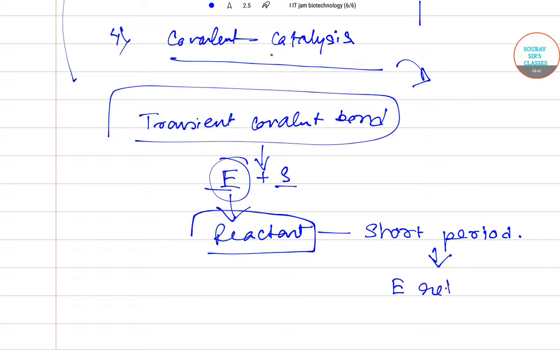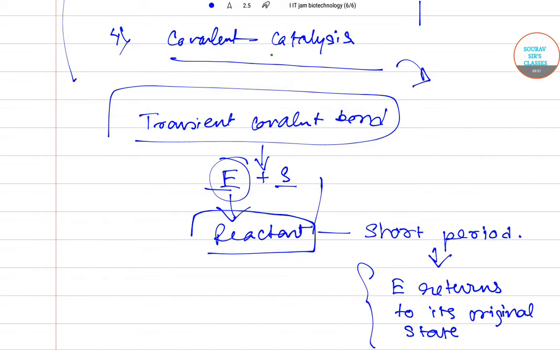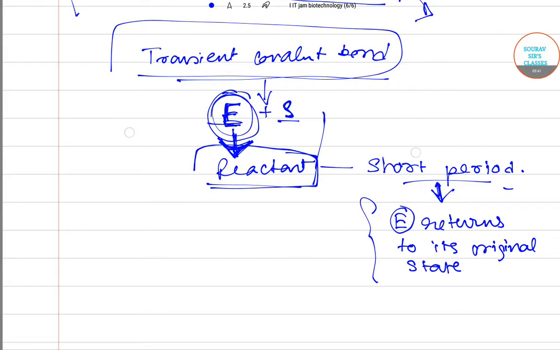The enzyme returns to its original state. So this is the transient state. Again, just repeating: a transient covalent bond is the reaction between the enzyme and the substrate, and in this reaction the enzyme becomes a reactant. It is modified for a short period of time, and after the full procedure the enzyme returns to its original state and there is no change. We call that the transition period.